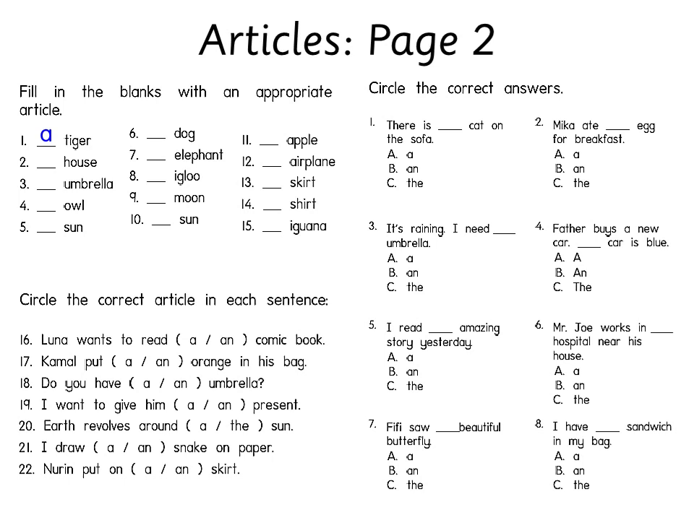The next one. Circle the correct article in each sentence. Luna wants to read a comic book. What is the best answer? Yes, the best answer is a comic book. The next one is circle the correct answers. There is a cat on the sofa. So what is the best answer? Yes, there is a cat on the sofa.